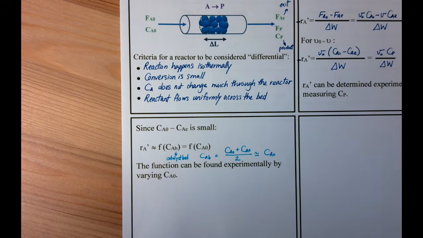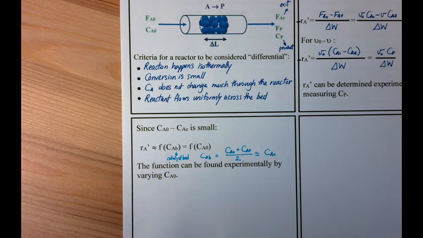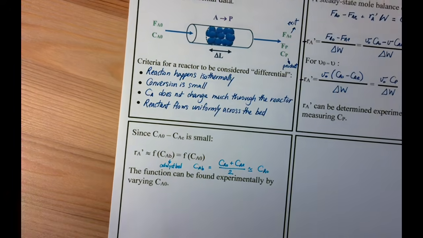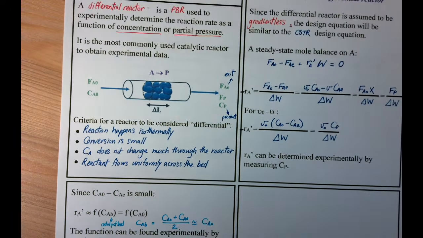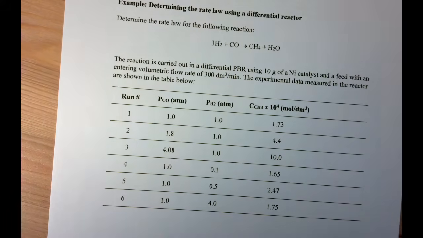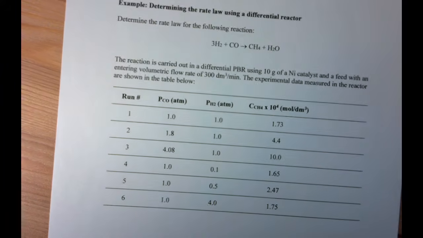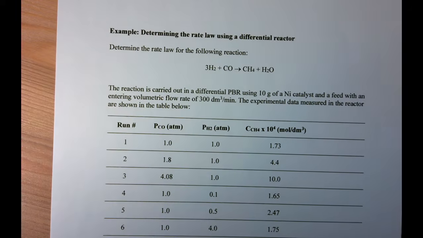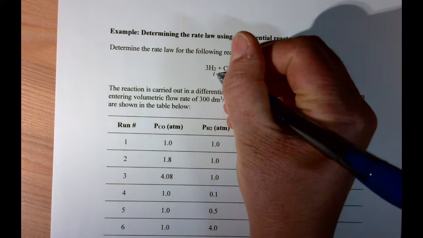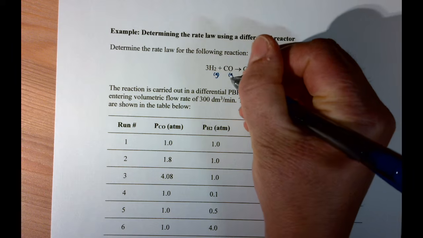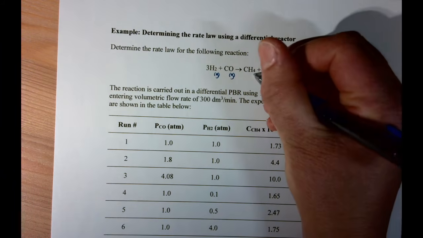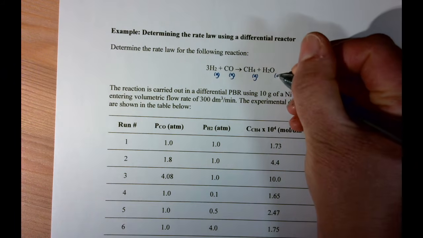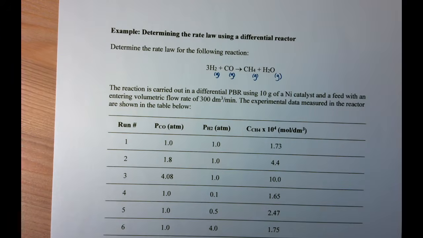So let's do now an example where we're going to determine the rate law using a differential reactor. That's on the next page. And we're going to apply all of these equations that we derived here. So we have the following reaction happening in a gas phase. We have hydrogen in the gas phase reacting with carbon monoxide in the gas phase to give me methane and water. Determine the rate law for the following reaction.